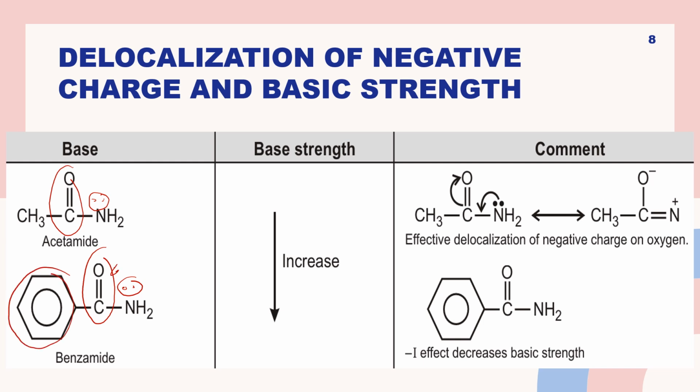That's why this lone pair is not in conjugation with the carbonyl group to as much extent, because this carbonyl group is playing a double role. Double role means it is in conjugation with the benzene ring as well as with the lone pair. The second reason is that this benzene ring has a minus I effect. That's why we can say it decreases the basic strength. So we can say benzamide is obviously more basic than acetamide.